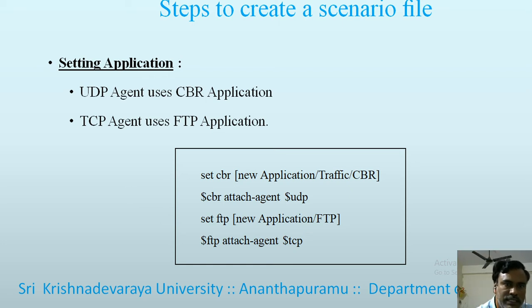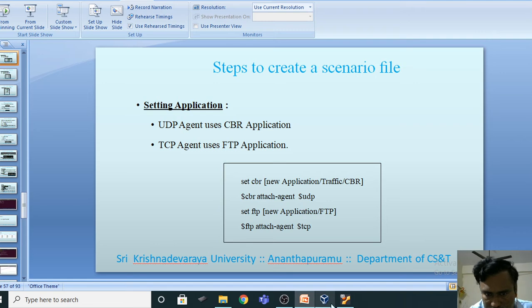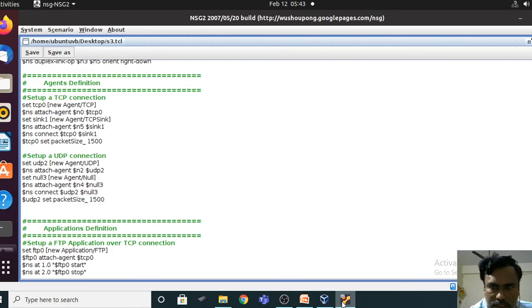Now we are talking about the application type. This is the code for this CBR application. In a similar fashion you have information about the FTP application. Here you have both: this is the FTP application and this is the CBR application. Let me go through this application definition in this script.